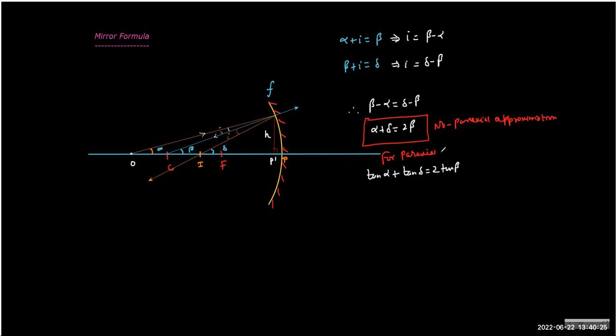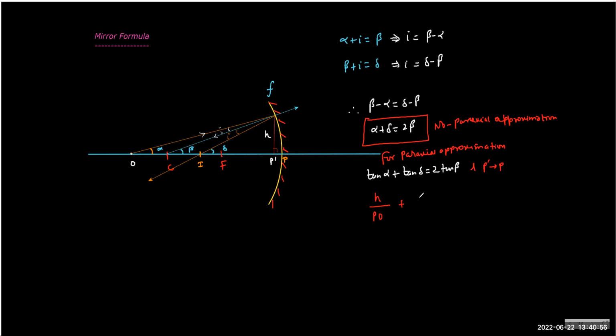So for paraxial approximation, we can convert this into tan, and then tan alpha you can write as h upon PO. You can take P dash as P for paraxial approximation. And tan alpha is how much? PO. Yeah, that's correct.